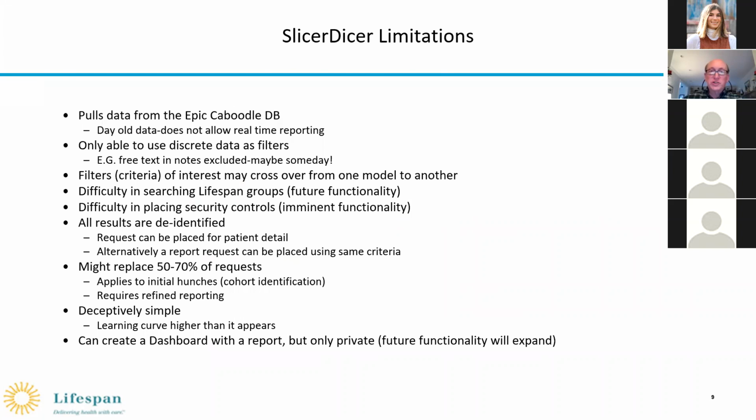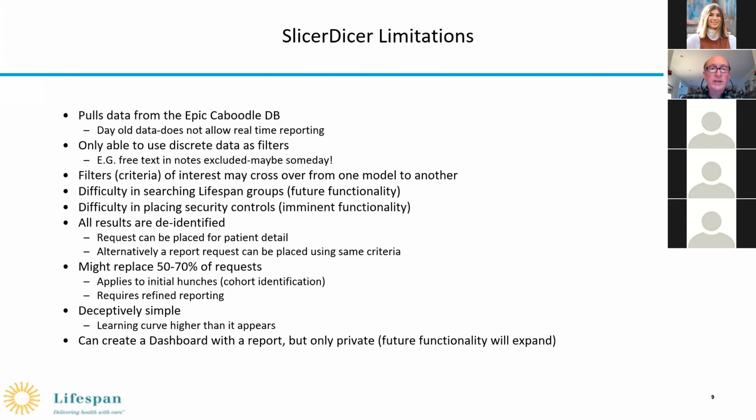So as wonderful as SlicerDicer is for many things, it does have a significant number of limitations. It's important to go through that. So Epic has a number of databases. The main database is what's called Chronicles, and that's what Hyperspace runs on.